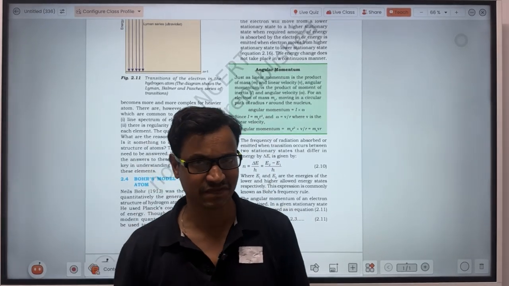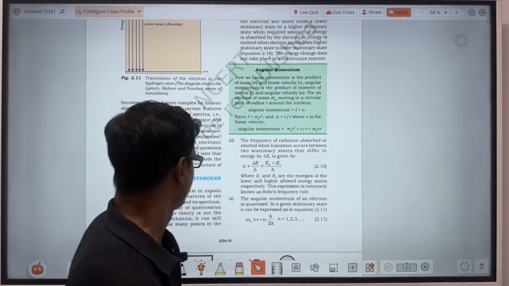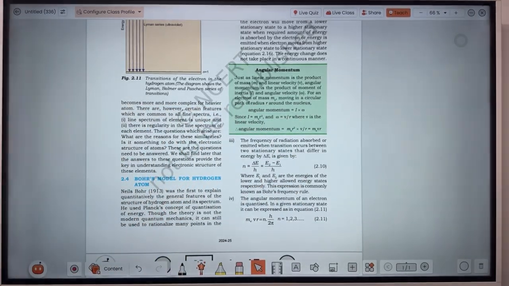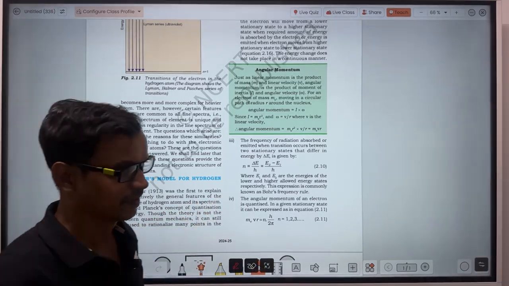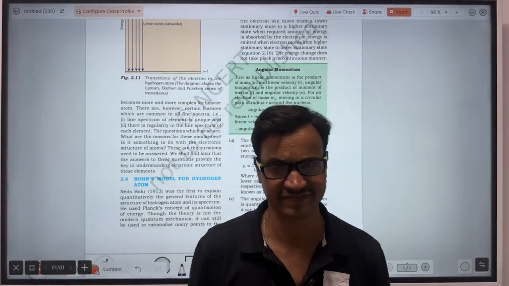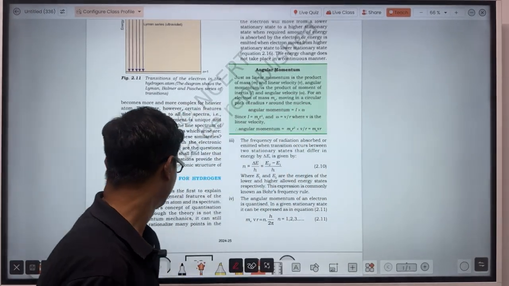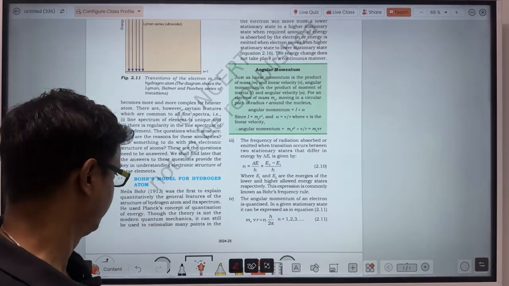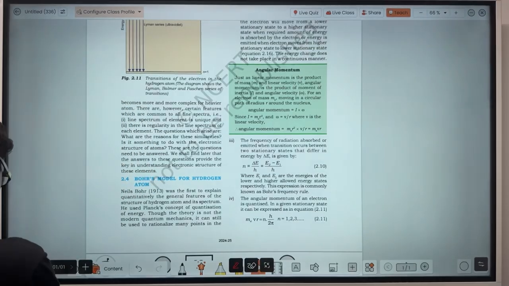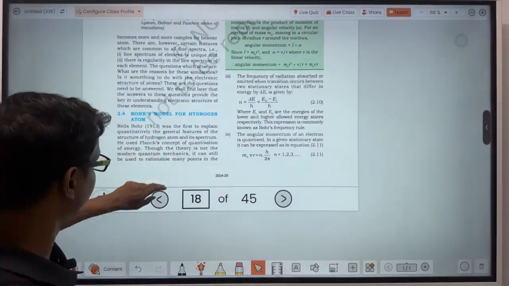In this class, we will discuss firstly Bohr's model for the hydrogen atom, and based on that, we will solve some numerical questions. Okay, so firstly let's see Bohr's model for the hydrogen atom. About that, in rough I have given you the idea. Now let's see about this one here, Bohr's model of hydrogen.